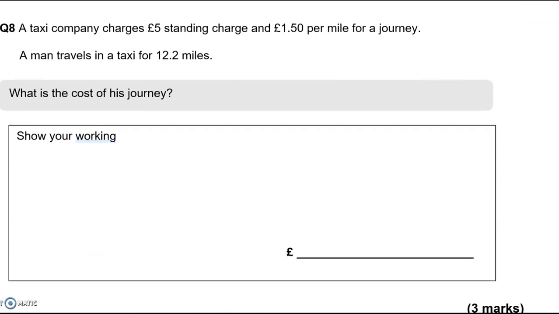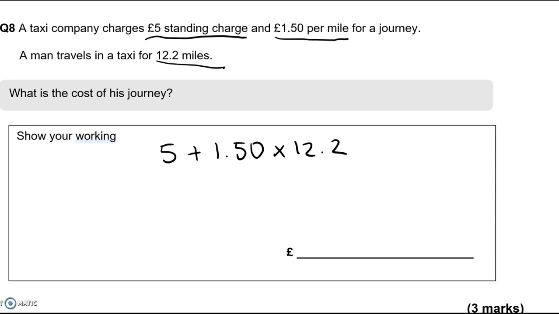Question 8. A taxi company charges £5 standing charge and £1.50 per mile for a journey. A man travels in a taxi for 12.2 miles. What's the cost of his journey? So first of all, he's going to pay the £5, and then we're going to have 1.50 times the 12.2 miles. So 1.5 times 12.2 gives us 18.3.